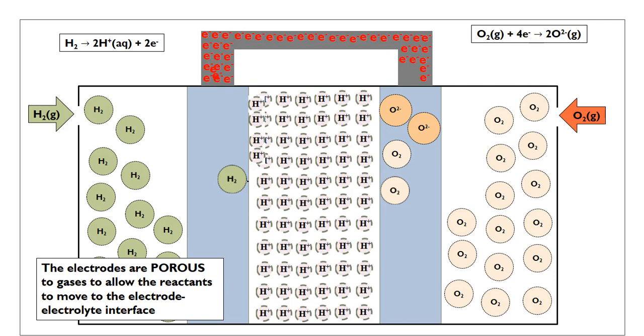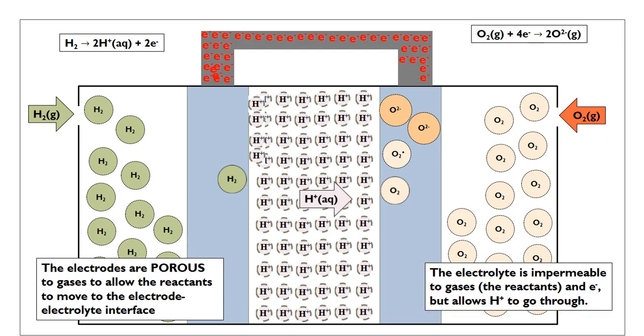So even though the electrodes allow the oxidizing and reducing agent to go through, the electrolyte will prevent that. The electrolyte will not allow any gas to go through. The only thing that can move through this electrolyte is ions. So hydrogen gas is produced on this side and consumed on the other side.